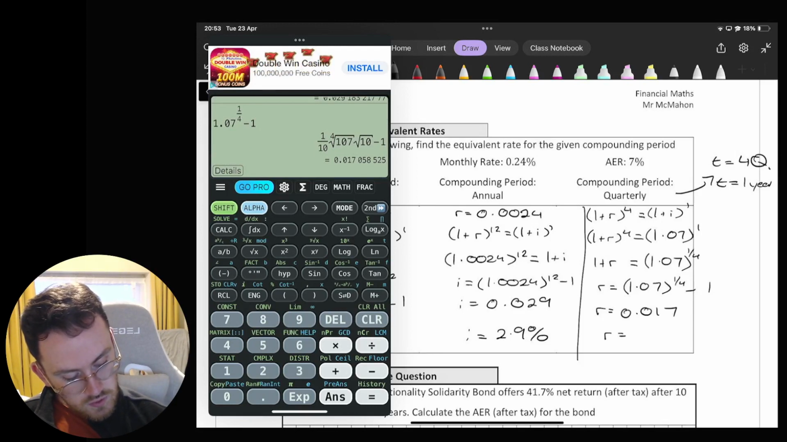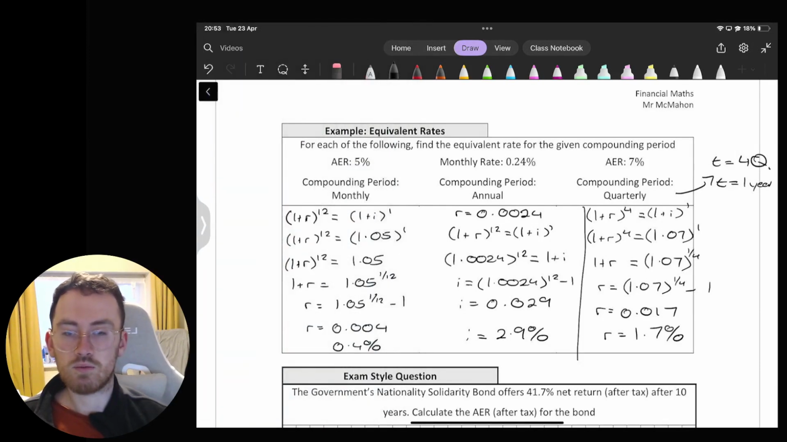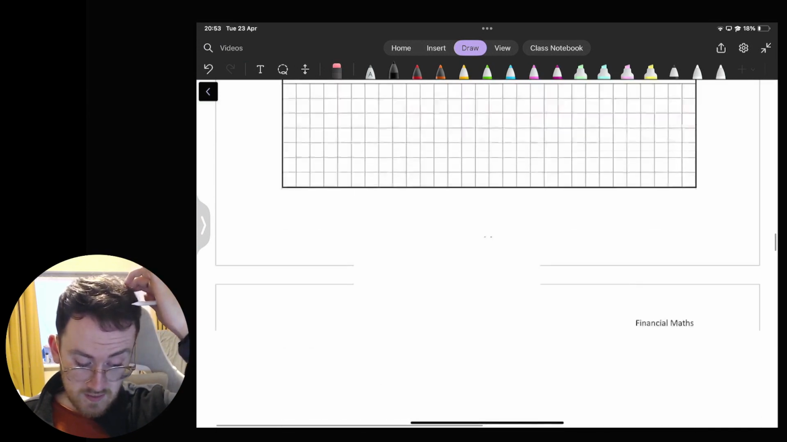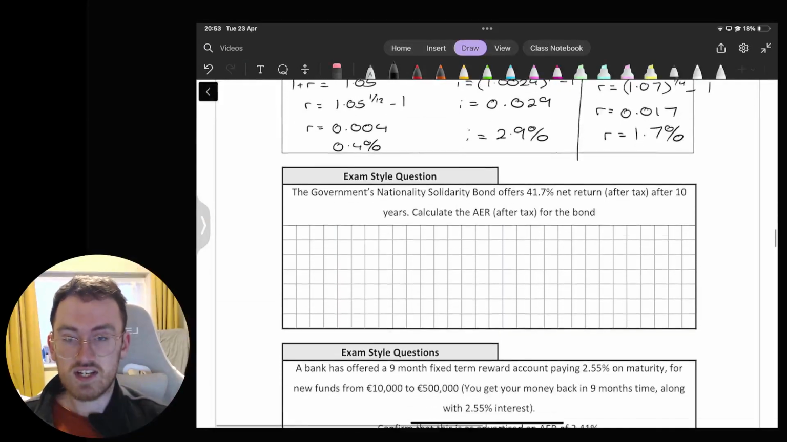0.017, which of course is a rate then of about 1.7%. So quarterly rate of about 1.7%. Okay, it's just important in all of these questions, and you can even see it in the exam questions that we have here. There's only really 2 of them to look at.